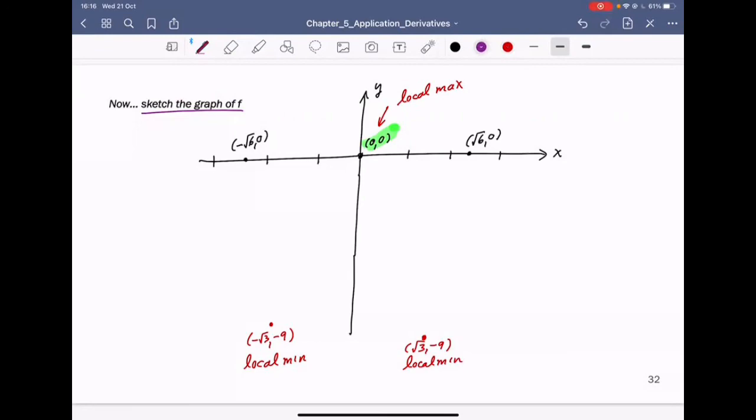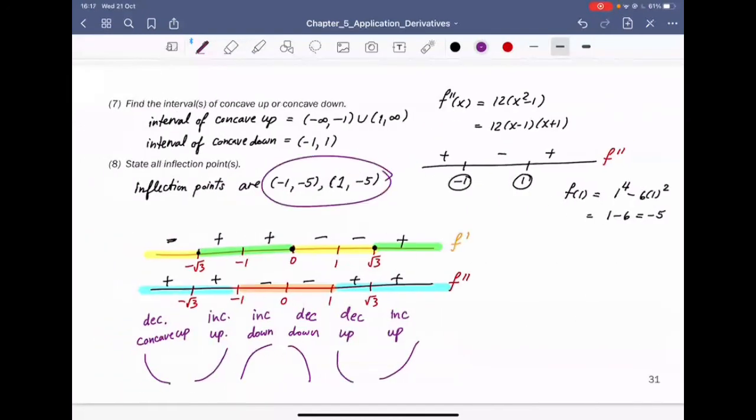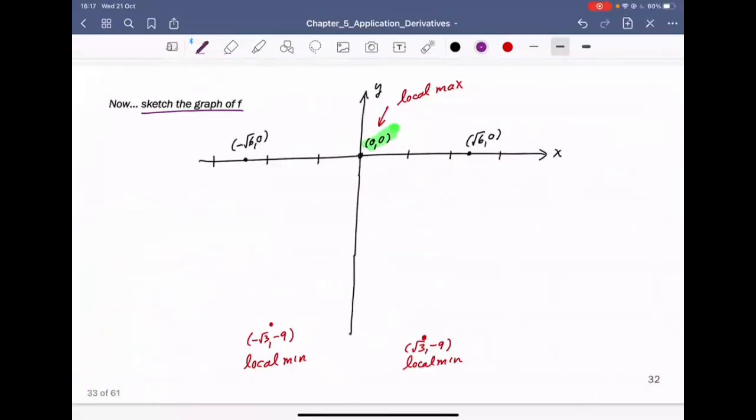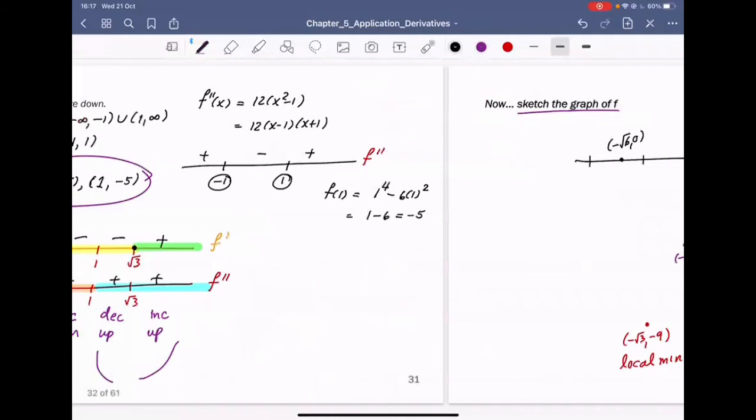I also have the inflection points, which are at x equal to -1 and 1, and y equal to -5. So at -1, -5, this is an inflection point, and at 1, -5, this is an inflection point. And take a look.